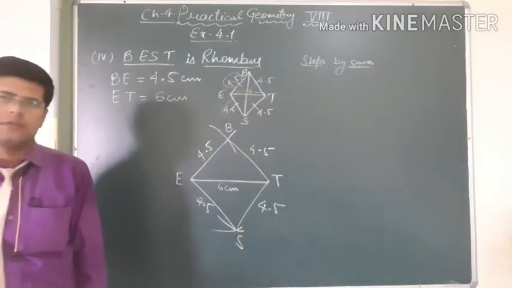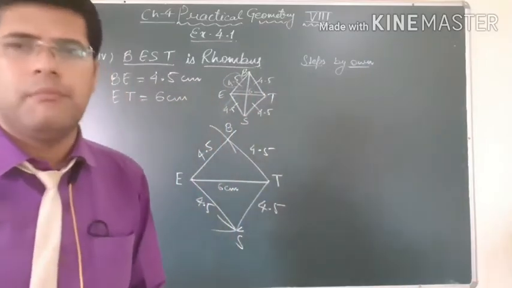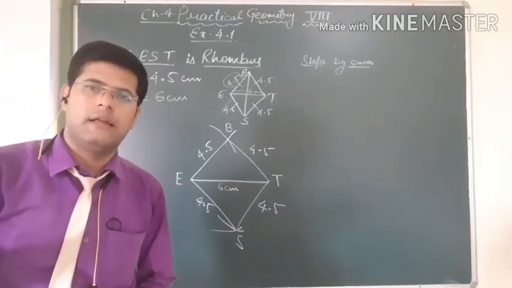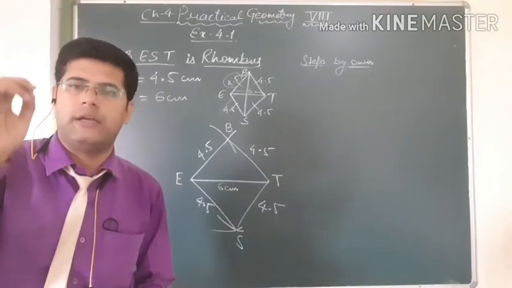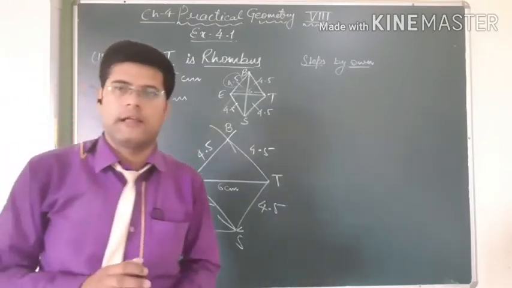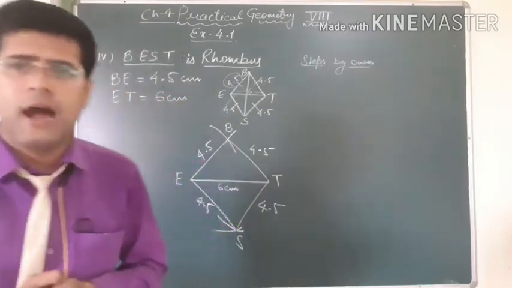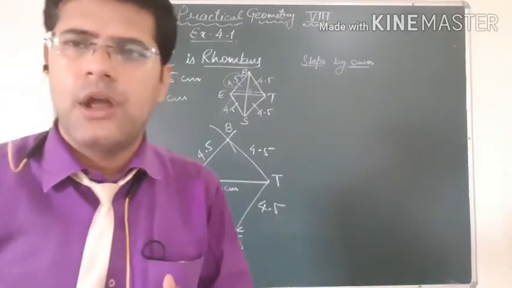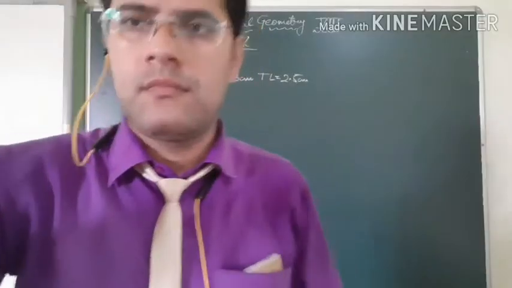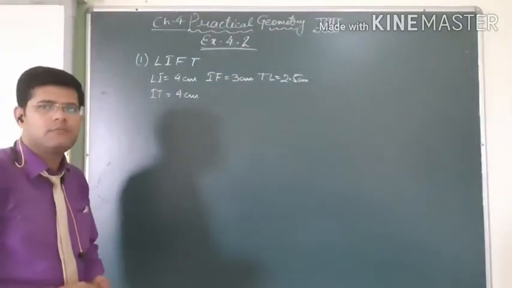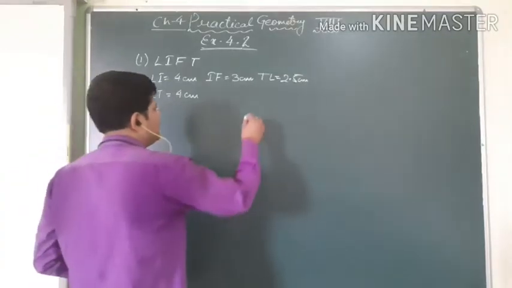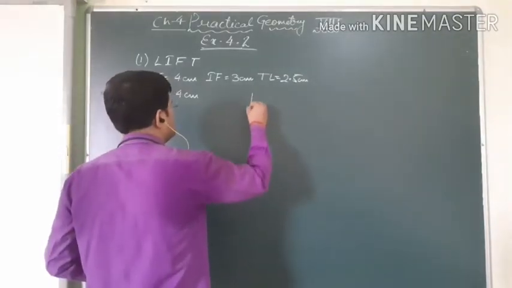Whatever you write is correct, but write it in a manner. Do not write it like a story; write it as points. Firstly write the first point, then the second point, then the third point. Okay students, here I have done exercise 4.1. Now move to exercise 4.2. Now in question number 1 of 4.3, firstly make a rough figure.